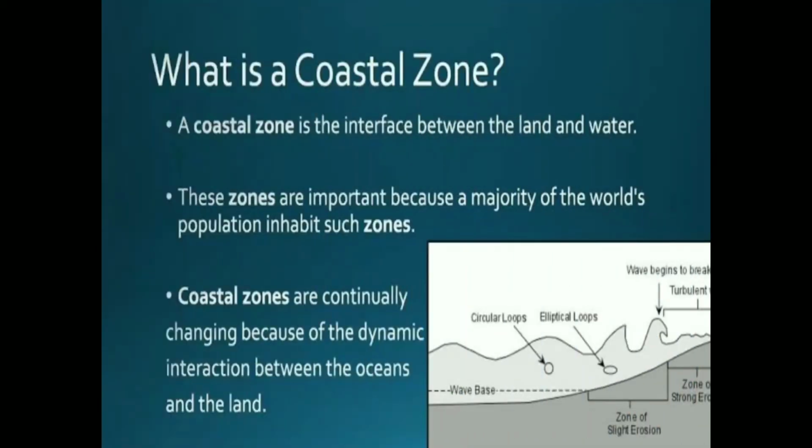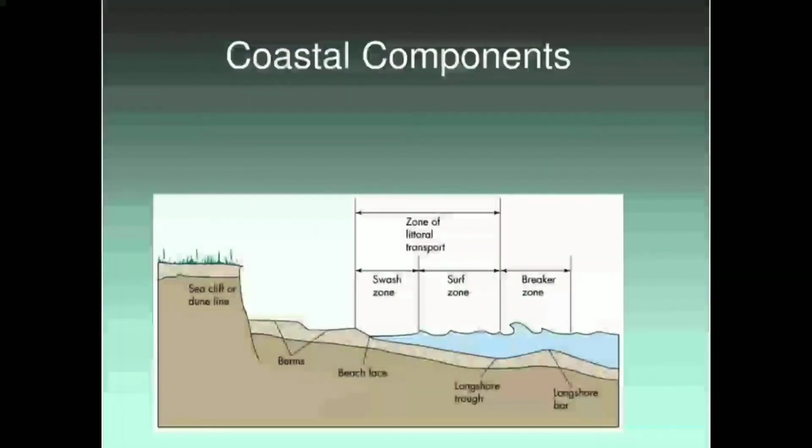Coastal regions are regions which are the part of the land affected by its proximity to the sea, that is, influence of marine processes, and the part of the sea affected by its proximity to the land, that is, influence of terrestrial processes. Coastal zones can be divided into following zones: splash zone, high intertidal zone, low intertidal zone, low tide zone. Components of coastal zone are sea cliff or dune line, berms, beach face, longshore trough, longshore bar, zone of littoral transport, swash zone, surf zone, and the breaker zone.